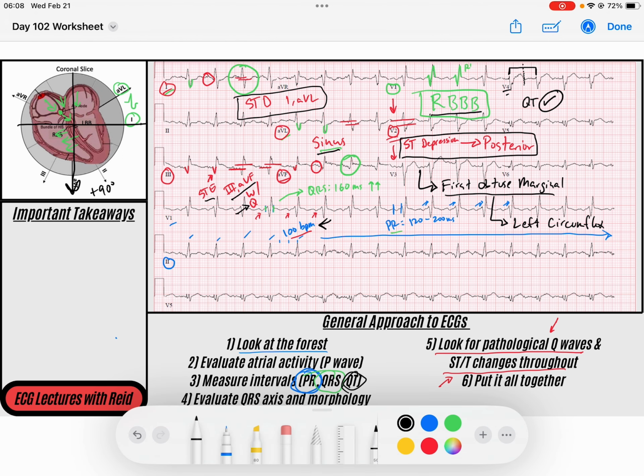So I hope this helps. Hope this is a good example of an inferior MI that's got a little bit of a variation, right?